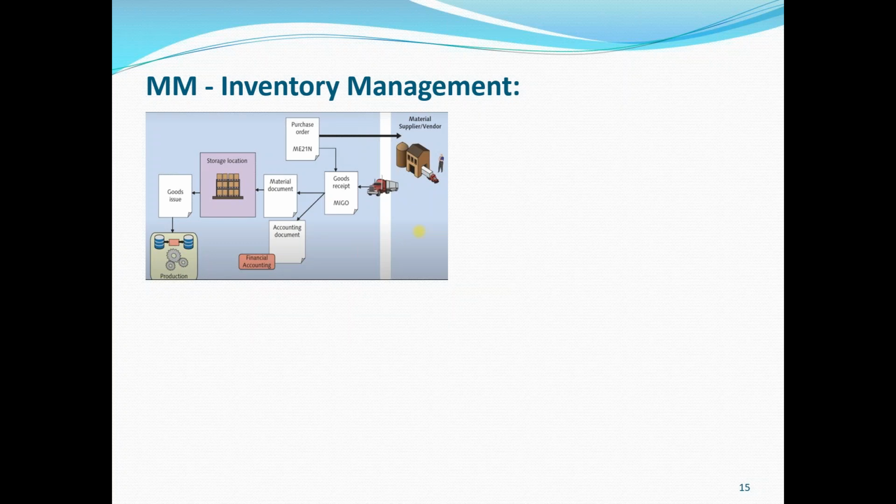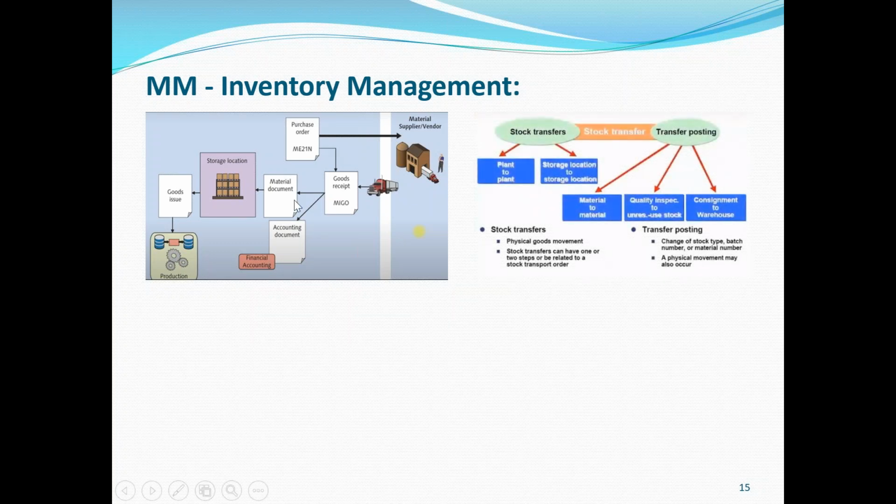Inventory management starts from good receipt. When we do the good receipt, the material document is created in the foreground, and the accounting document is created in the background. What these material documents and accounting documents are, the document concept, we will be discussing here. When we do the good receipt, finally the material is stored in the storage location.